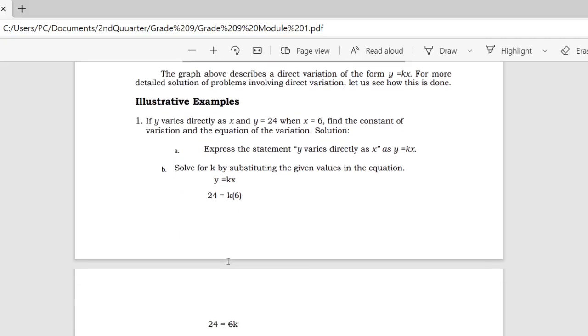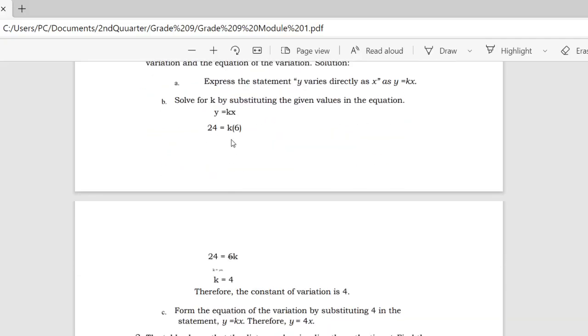Then, what will you do next? Divide both sides by 6. So we divide this by 6, and we also divide this by 6. That will become, the 6 cancels. 24 divided by 6 is 4, and 6 divided by 6 is just 1, so what is left is only k. Therefore, the value of k is 4. Therefore, the constant of variation is 4.